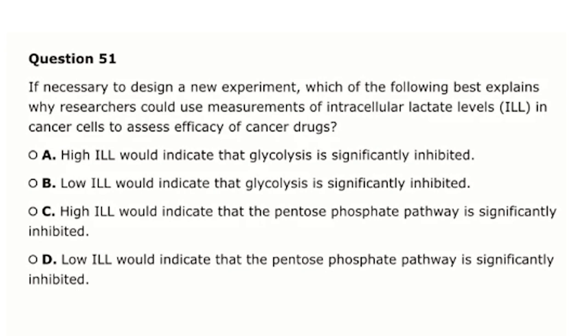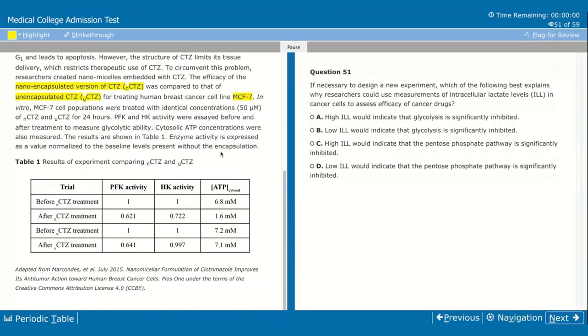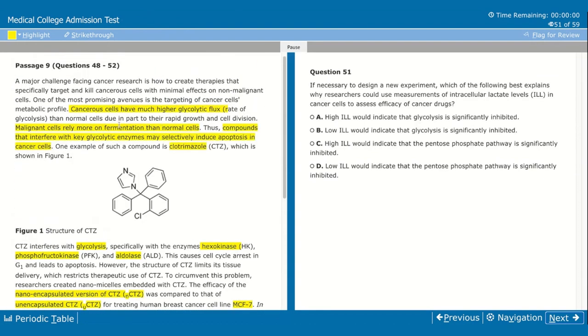So how do we assess efficacy, right? Very similar to looking at table one. If we were to go to table one, we were looking at ATP for efficacy of the drug. And we would assume that lactate levels would be high in cancer cells because it's relying on that fermentation that we were talking about earlier. And if a cancer drug would work on that cell, then those lactate levels should drop. So we want low intracellular lactate levels. And so that gets rid of answer choice A and C right off the bat. Yep. So now we're 50-50.